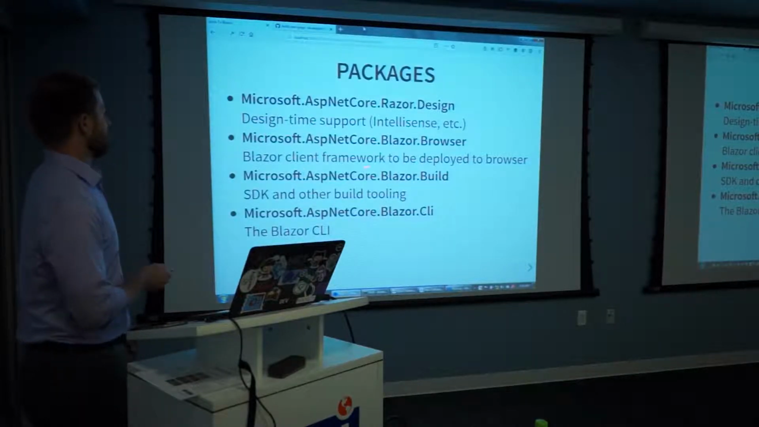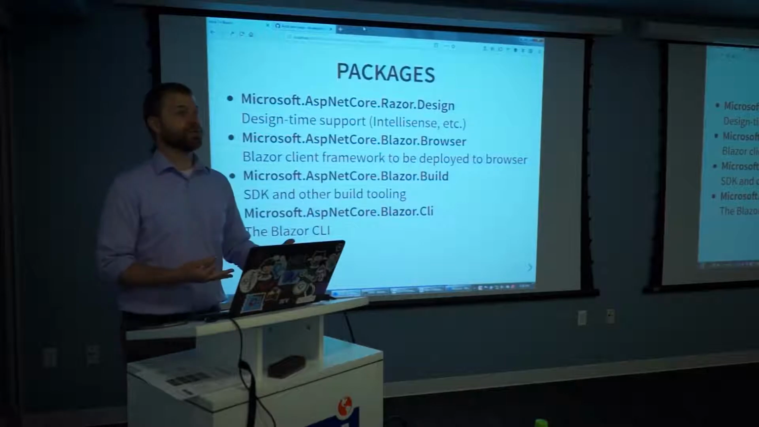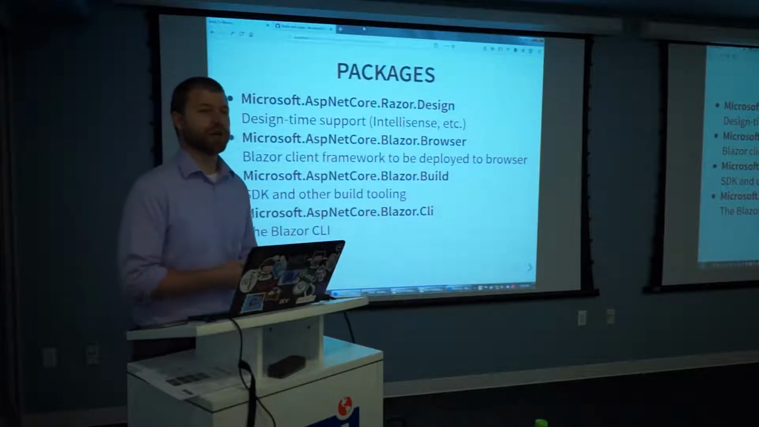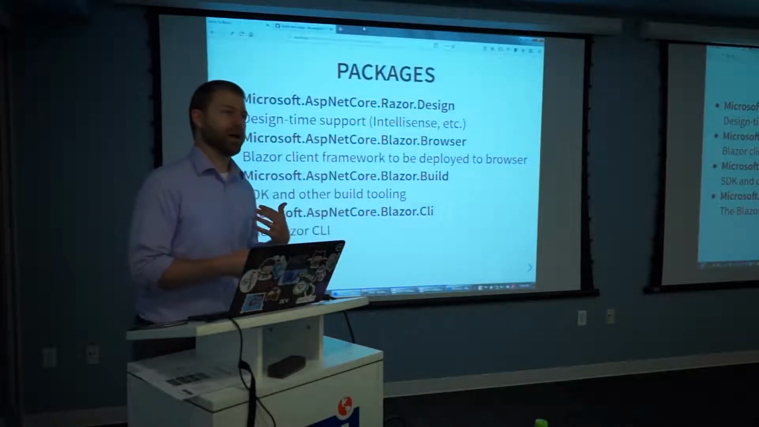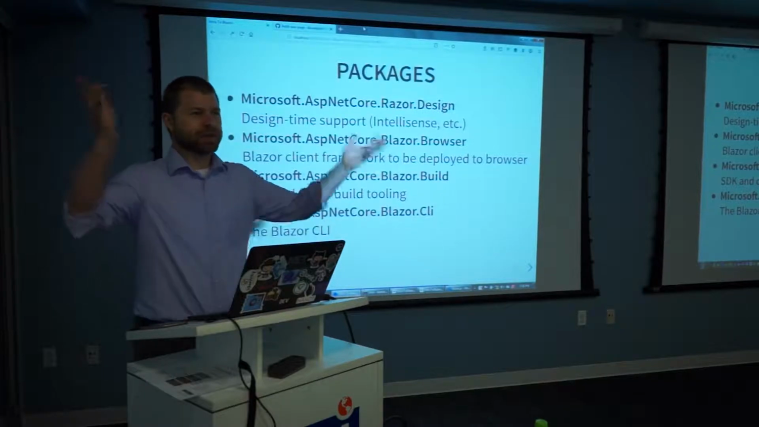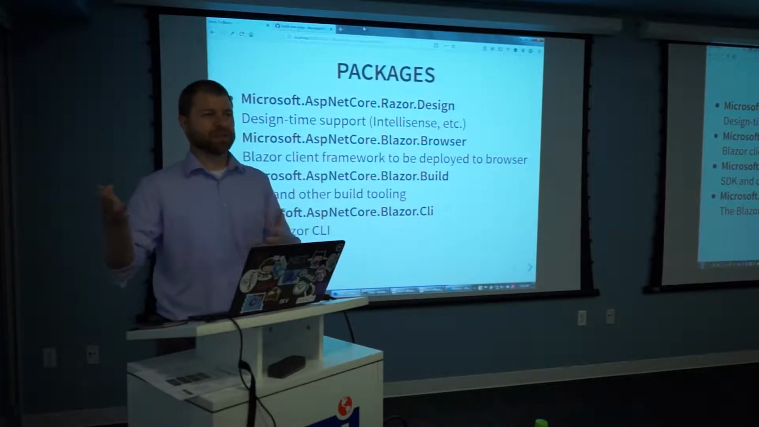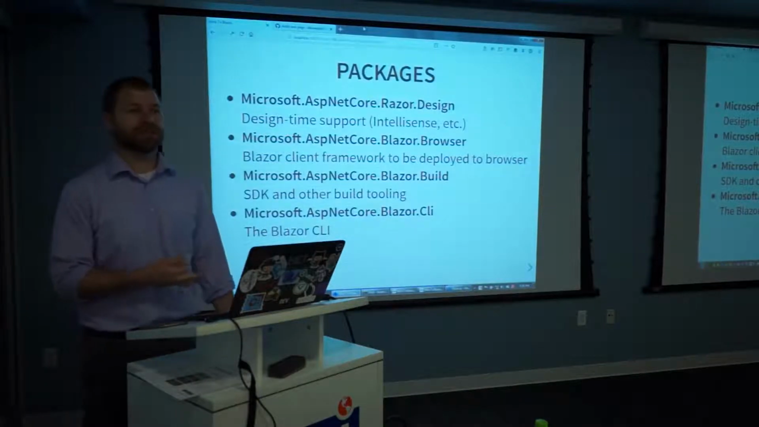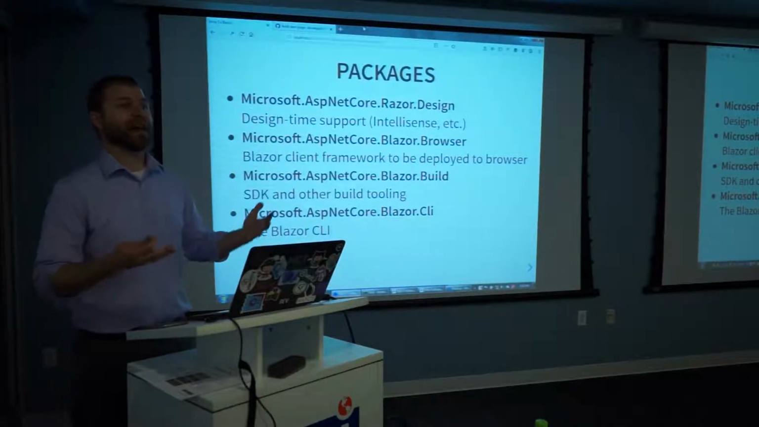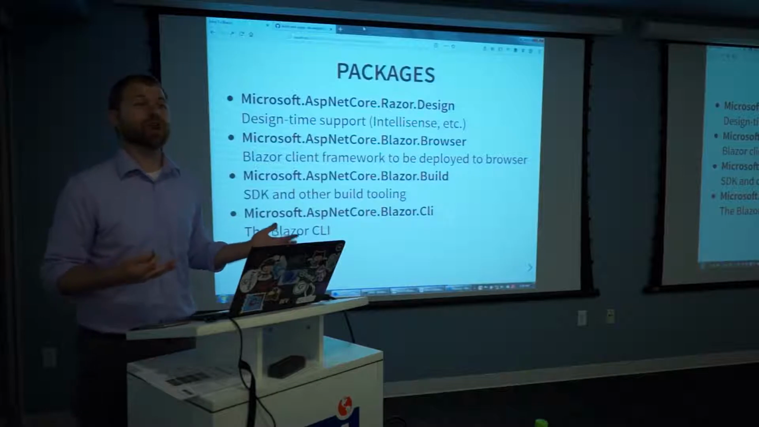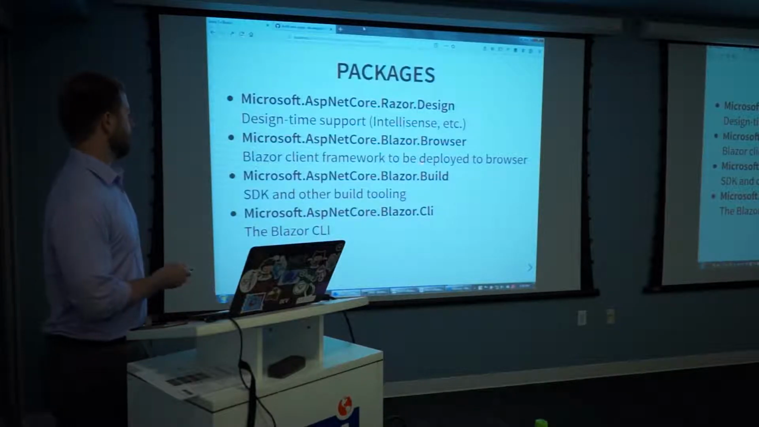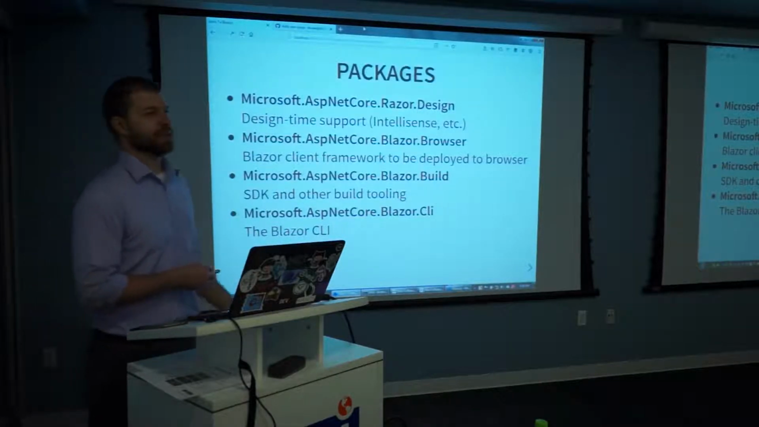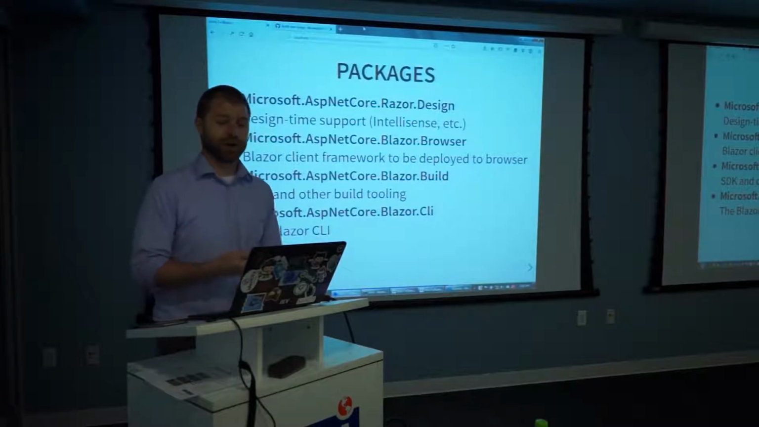Blazor Browser. So what is this? This is the stuff that your application links to at runtime, so that when you compile it, it doesn't say, I don't know what that is. Where's that class coming from? What's this? What's that? This includes the Blazor framework. This is the .NET classes and stuff that your application is going to talk to. And then Blazor Build is the MSBuild tooling that makes all this work.